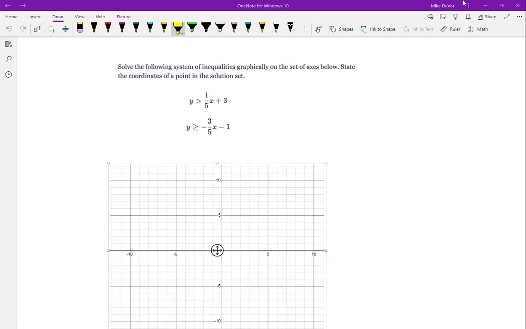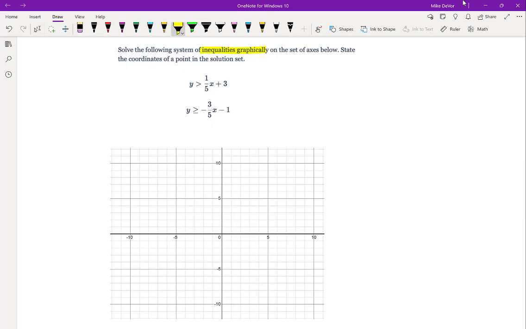It looks like another graphing problem. So, graph the following system graphically on the set of axes, and then state the coordinates of a point in the solution. So it doesn't have to be any specific point. This looks like just any point in the solution set.